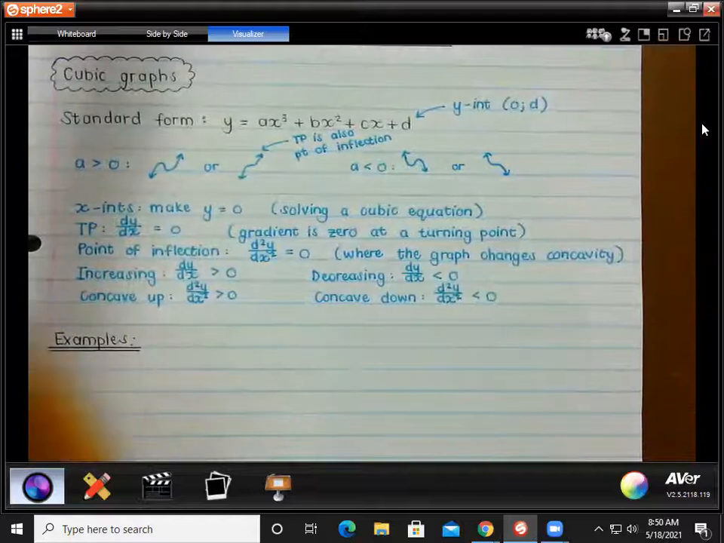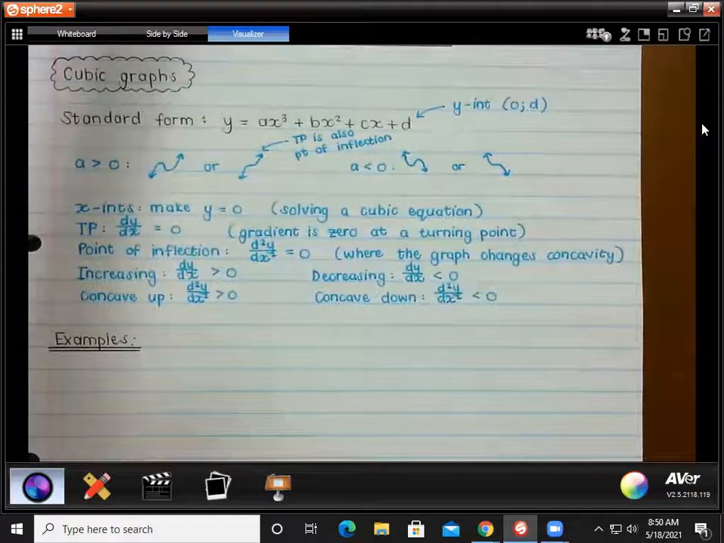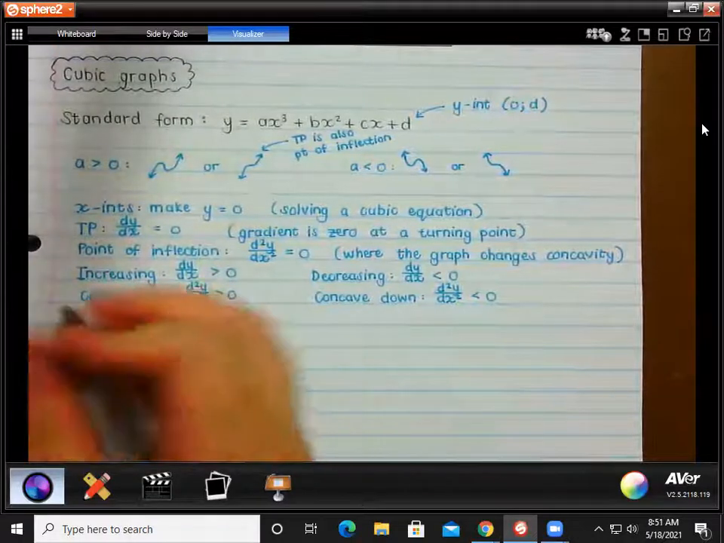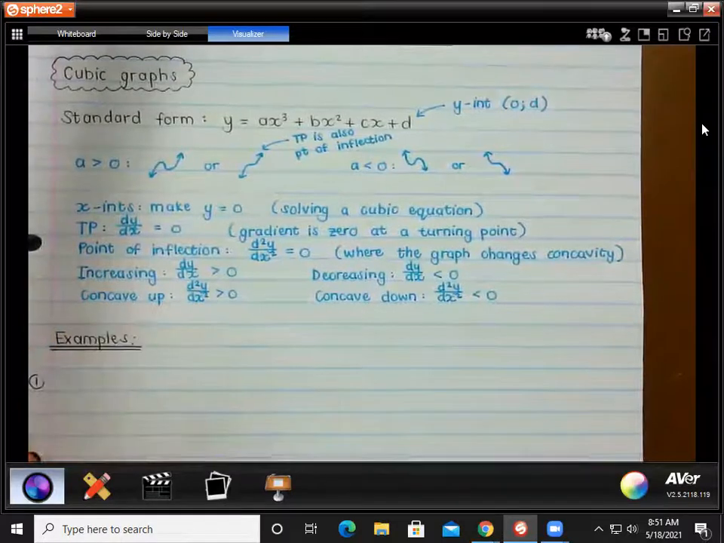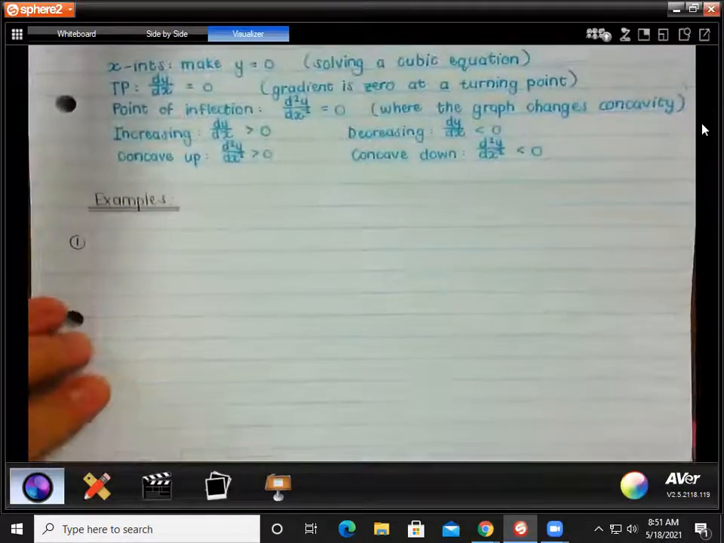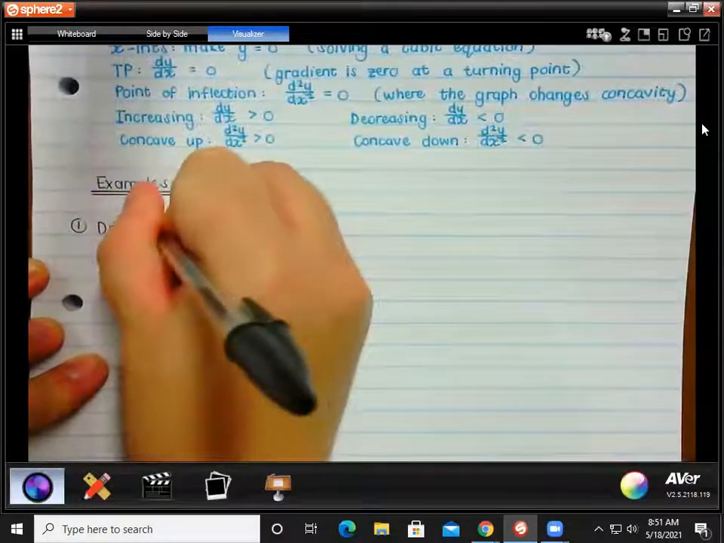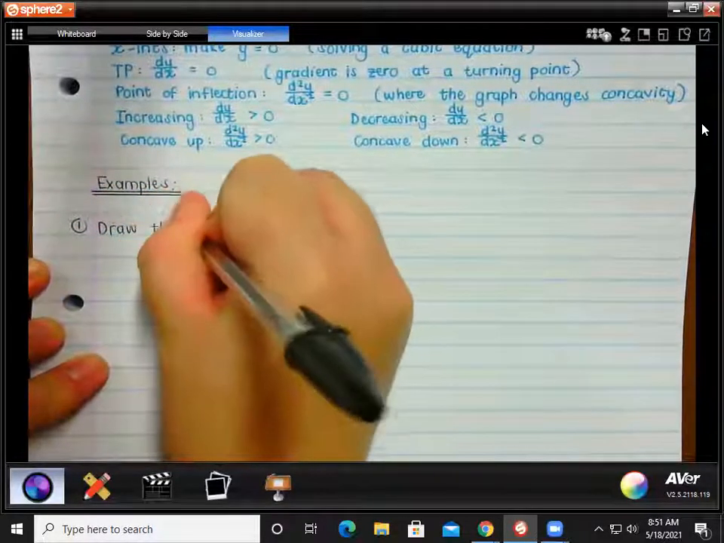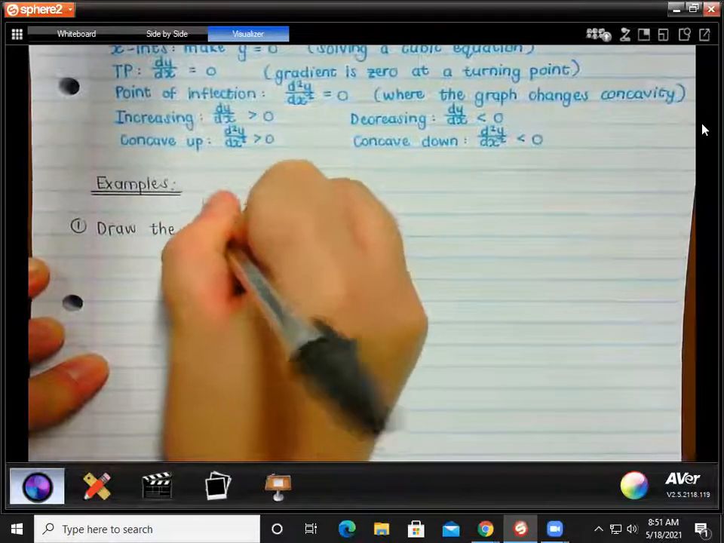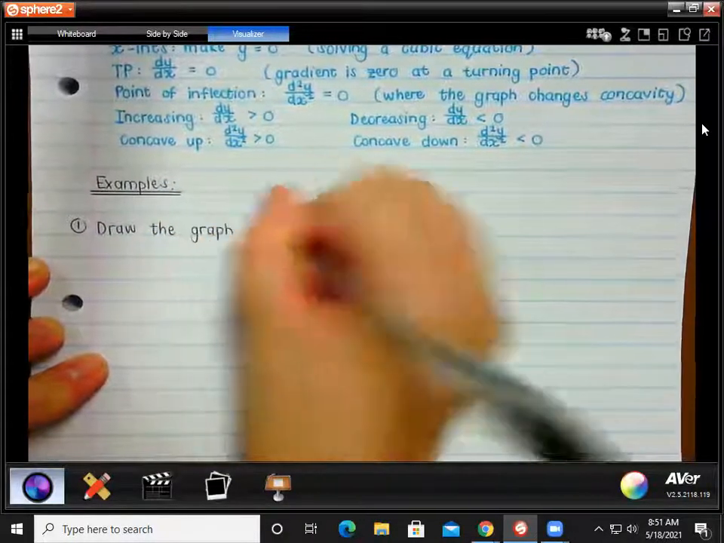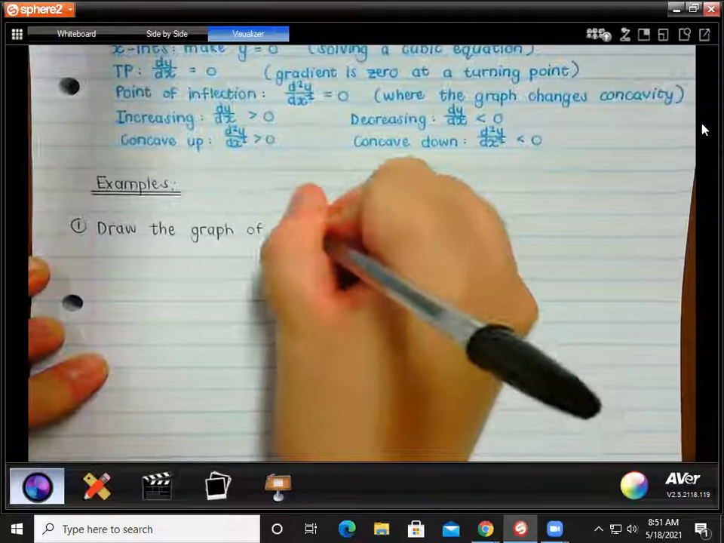Okay, guys, let's draw one. Let me just find a nice equation here that's not too complicated. Examples, number 1. Draw the graph of f of x.